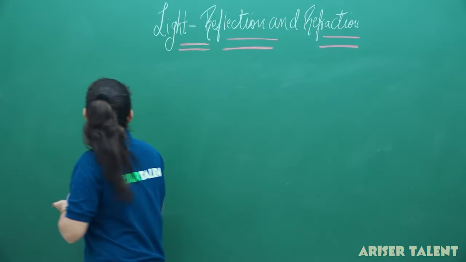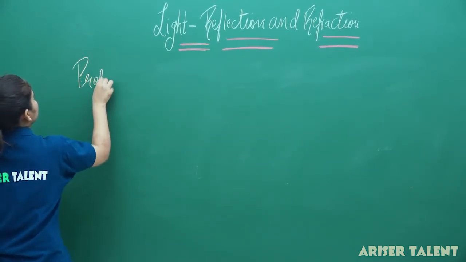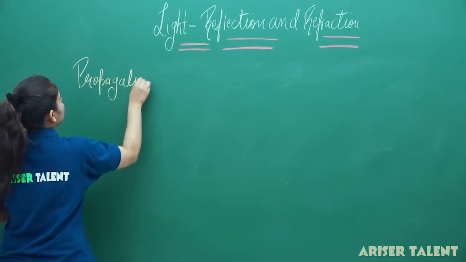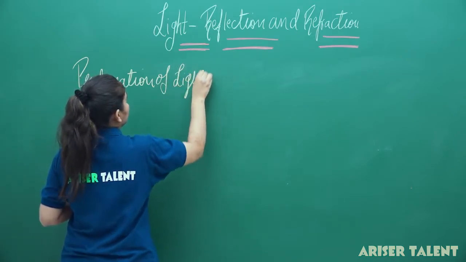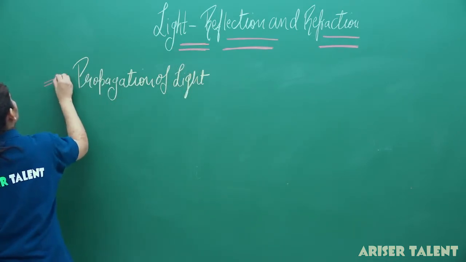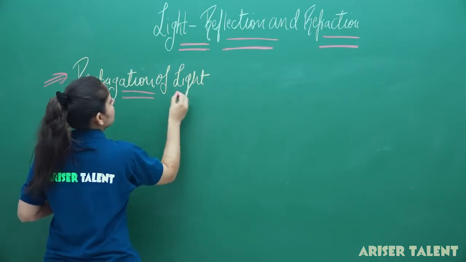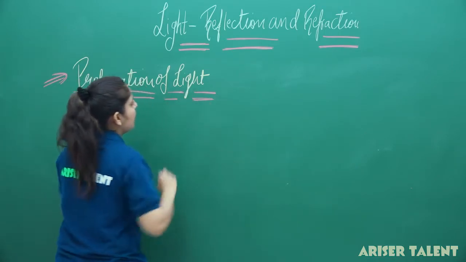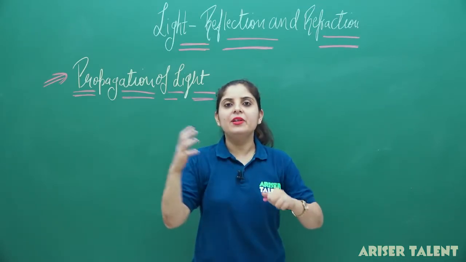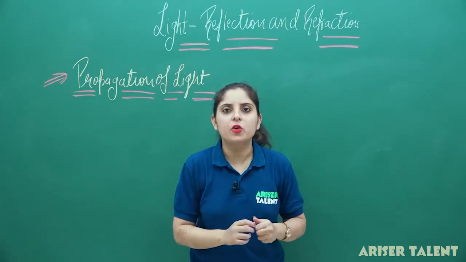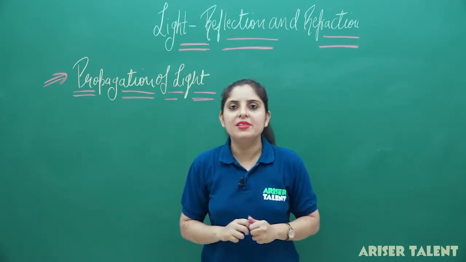So let's discuss the propagation of light. Now, light always travels in a straight line. This topic we will discuss later, that is, the rectilinear propagation of light, but until this level you have to understand that light always travels in a straight line.